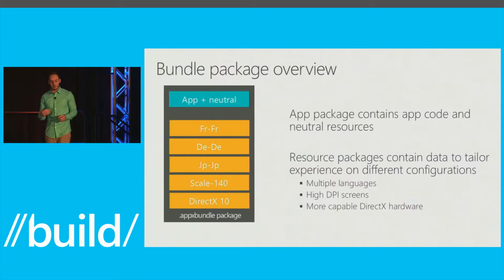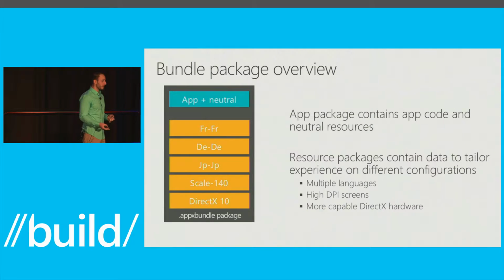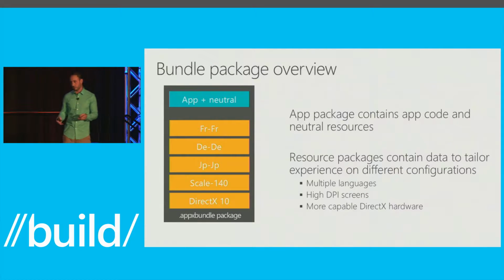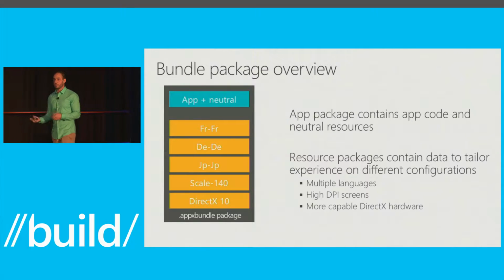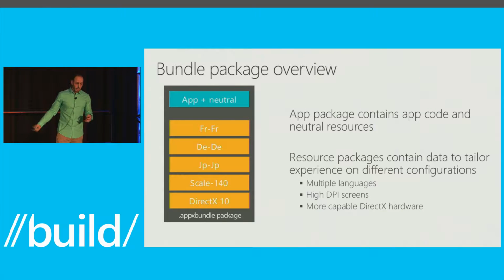In addition to that, we have additional AppX files that we call resource packages. Resource packages can have any number of resource data in them, specifically localized UI strings for any particular language that Windows supports. You can have scale-specific resources for any one of your scales, monitors, or phones, or what have you. And then for the PC specifically, you can have more DirectX capable resources that are available to the user.